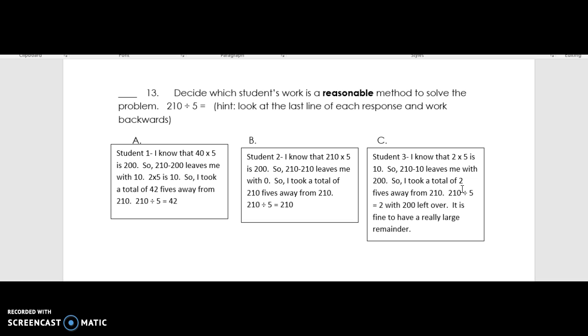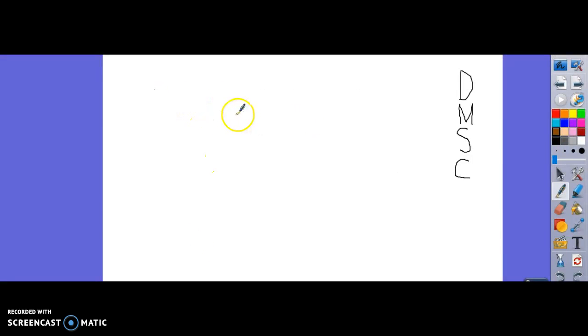So, we just did a problem like this in question number 11, where you had to figure out which student did the correct work. What did I tell you is the easiest way to solve this problem? Do 210 divided by 5. If you know what answer you're looking for, you will be able to easily determine who did the right steps.